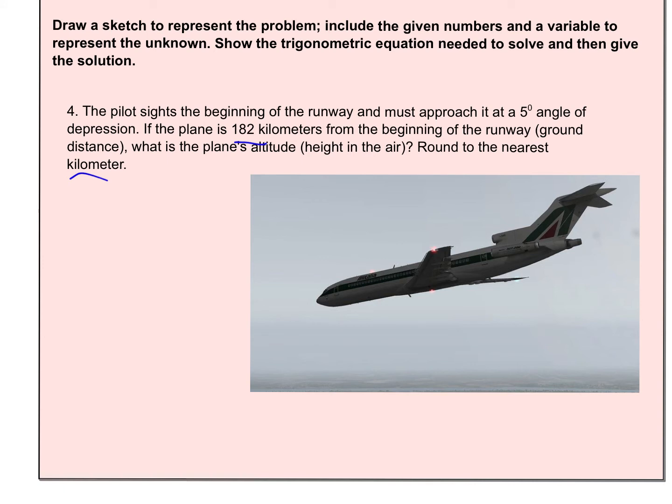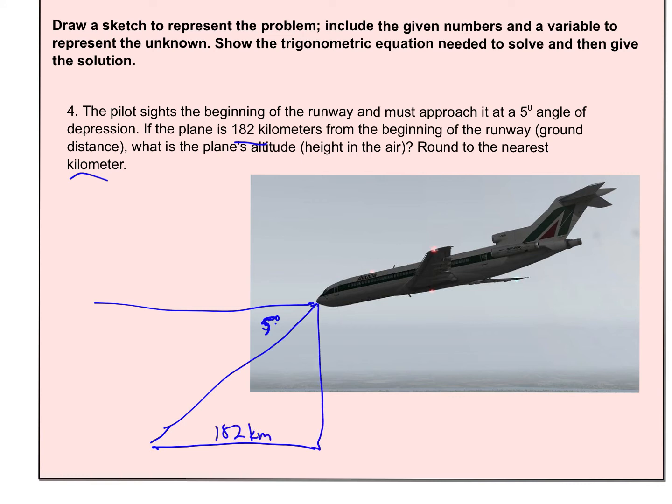So it has a 5-degree angle of depression. All right, this is obviously not going to be to scale, hardly at all, so I apologize for that. So it is 182 kilometers away. How high is it in the air? So what's my height? Well, if this is 5 degrees, my angle of depression, that means this is 5 degrees. Clean it up a little bit. Okay, so that's 5 degrees.